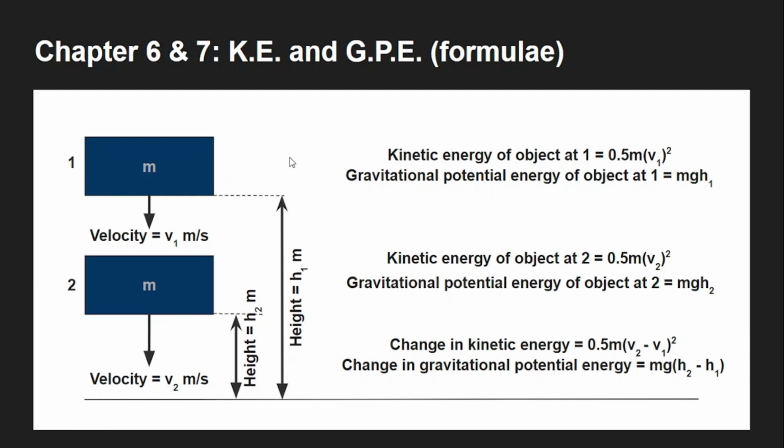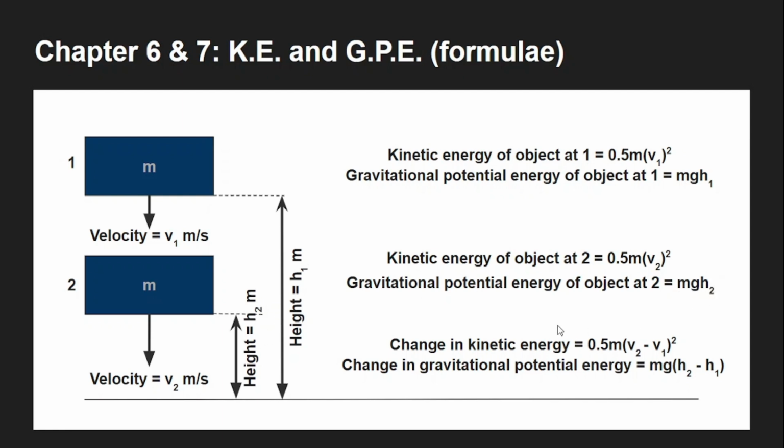So we know from the formulas that we saw before that the kinetic energy of the object at 1 would be half mv1 squared. Its gravitational potential energy will be mgh1. And then at 2, its kinetic energy will be half mv2 squared, because at 2, its velocity is v2. Its gravitational potential energy will be mgh2, so h2 meters.